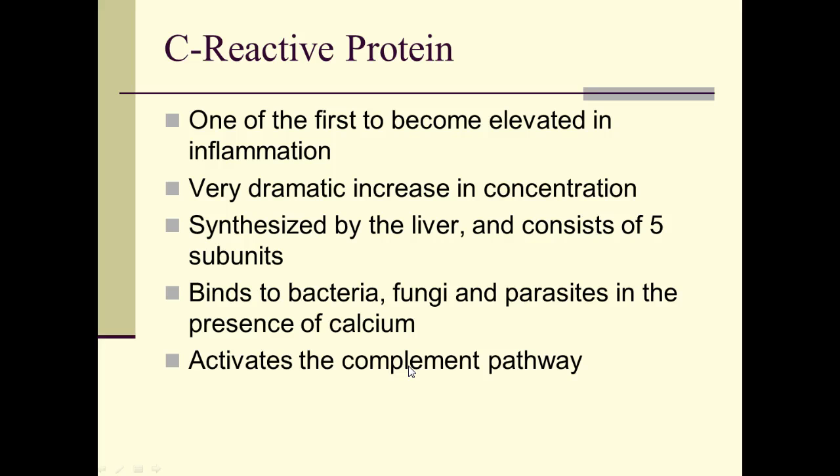Here's that C-reactive protein that I was referring to. This is one of the first to become elevated in inflammation. Remember when I talked about the acute phase reactions? Any type of inflammation that's occurring in the body, a C-reactive protein would be increased. So if you had a heart attack, C-reactive protein would be increased. If you got in a massive car accident, C-reactive protein would be increased. Anything that would cause inflammation.